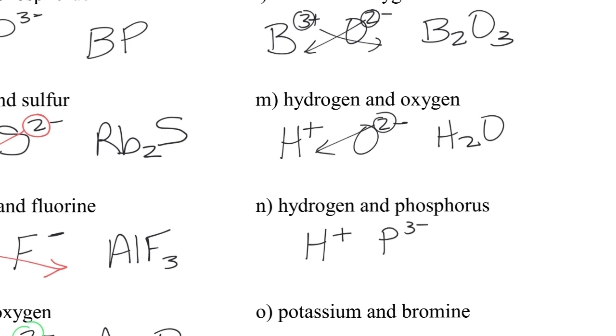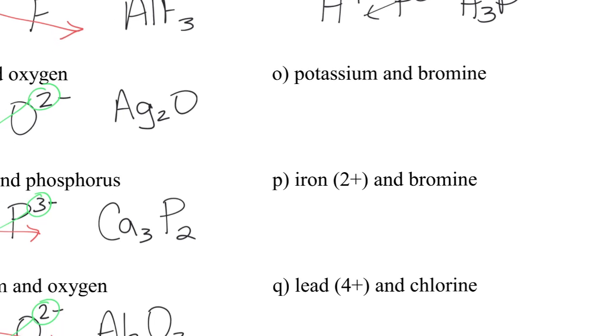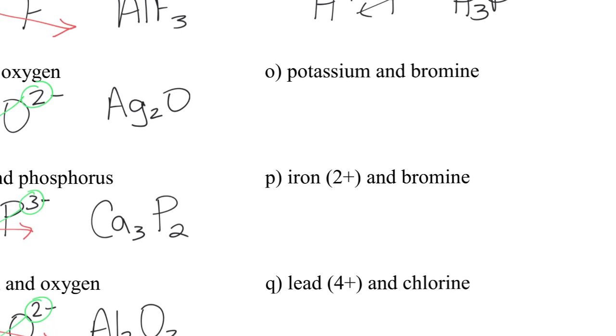Okay, hydrogen and phosphorus. Oops, that didn't go very far. 3 goes here. We have H3P. And by the way, that's phosphine, if anybody wanted to know what the name of that was. Okay, potassium and bromine. No charges, no numbers at all, which means they cancel each other out and you get KBr.